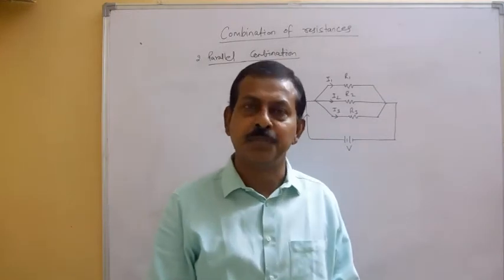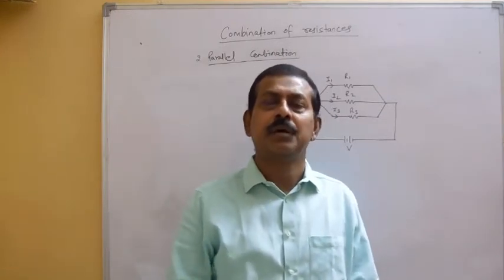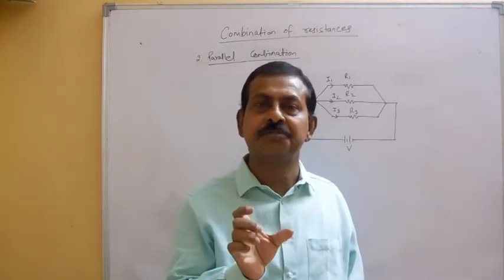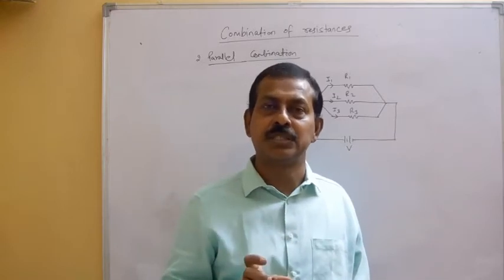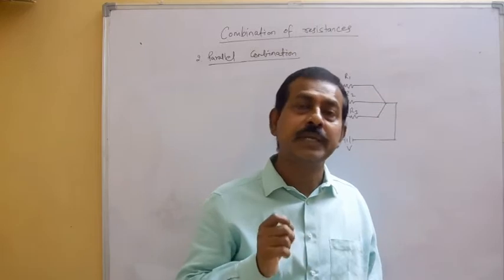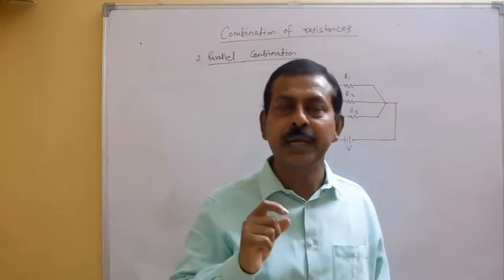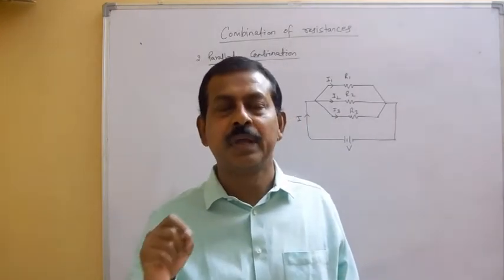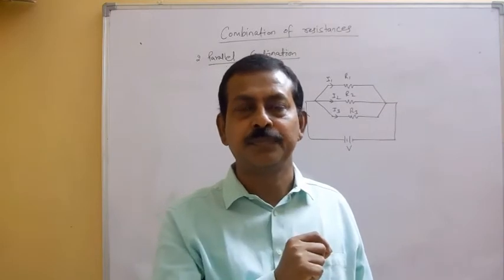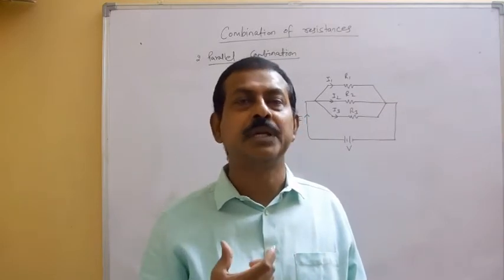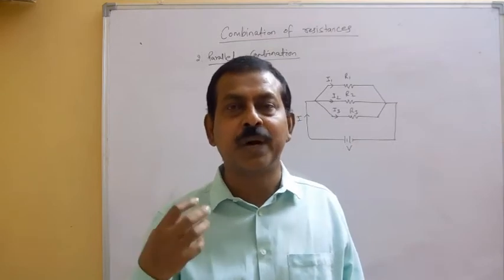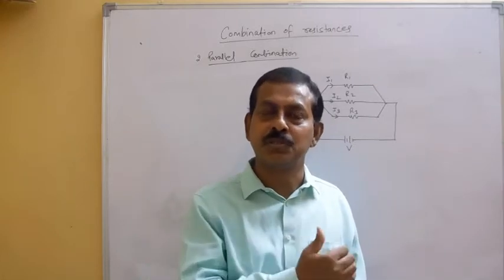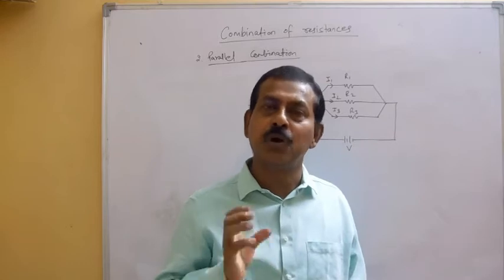Now let's take the parallel combination. In parallel combination, if resistances are connected, then it will be the same potential difference across all the resistances. You can take it in this way also: if one end of all the resistances is at one potential and the other end is at another potential, then they are said to be in parallel combination. Because obviously the potential difference across the two points will be the same for all the resistances.